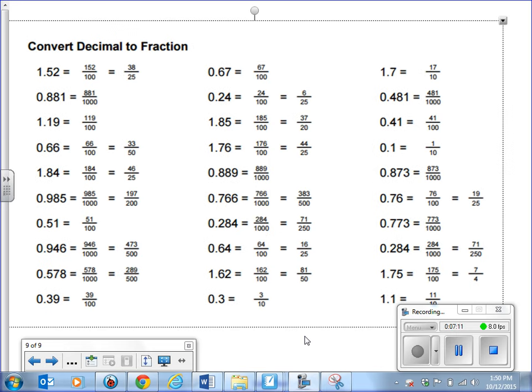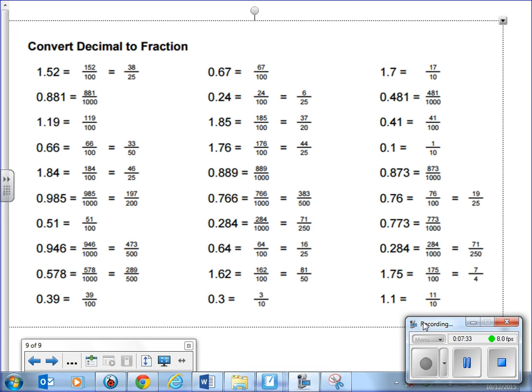All right, and here are your answers. Some of them you may have gotten something a little bit different, like number 1, you may have gotten 1 and 52 over 100, which is perfect. Same thing with 1 and 19 hundredths. So any of them that have the number out in front, your answer will vary just a little bit. Go ahead and pause the video here if you would like to check your work. Otherwise, I will see you in class.